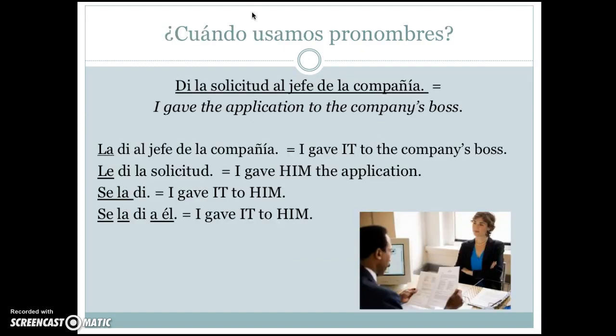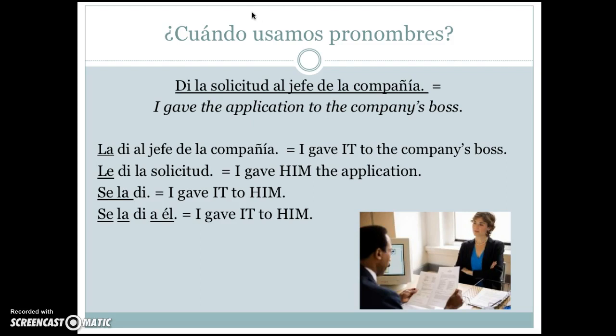So when do we use pronombres? Well, we use pronouns to avoid repetition. We do the same exact thing in English. So here we have a sentence, an example, di la solicitud al jefe de la compañía. I gave the application to the company's boss. In natural conversation, if I say, who did you give the application to? You're not going to say, to the company's boss. You're going to use pronouns like I gave it to him. So how do we do that in Spanish?